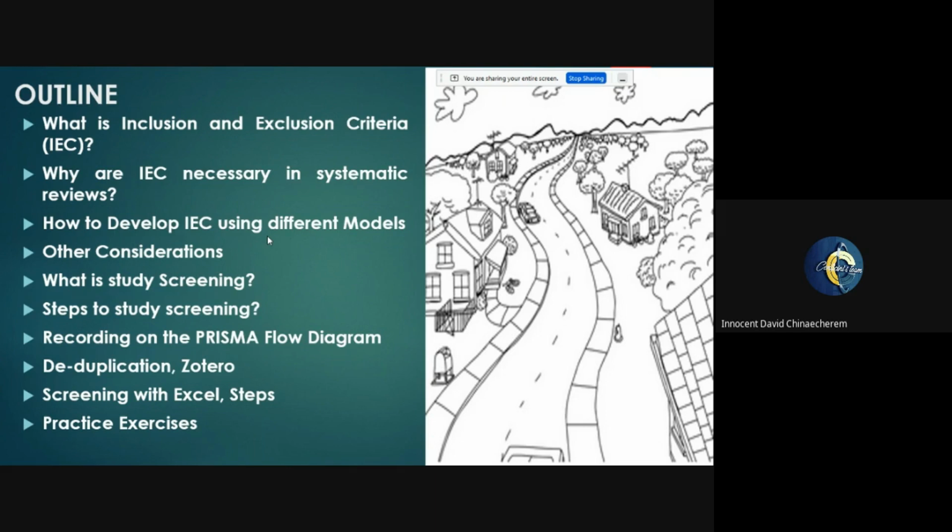Trust me, this is going to be a very fantastic session where you will have a very clear understanding of how you can use Excel and Zotero software and some of the critical steps that you need to understand while performing your screening and filtering out undesirable characteristics from your study. We're also going to have hands-on practical exercises that are very paramount for our session.